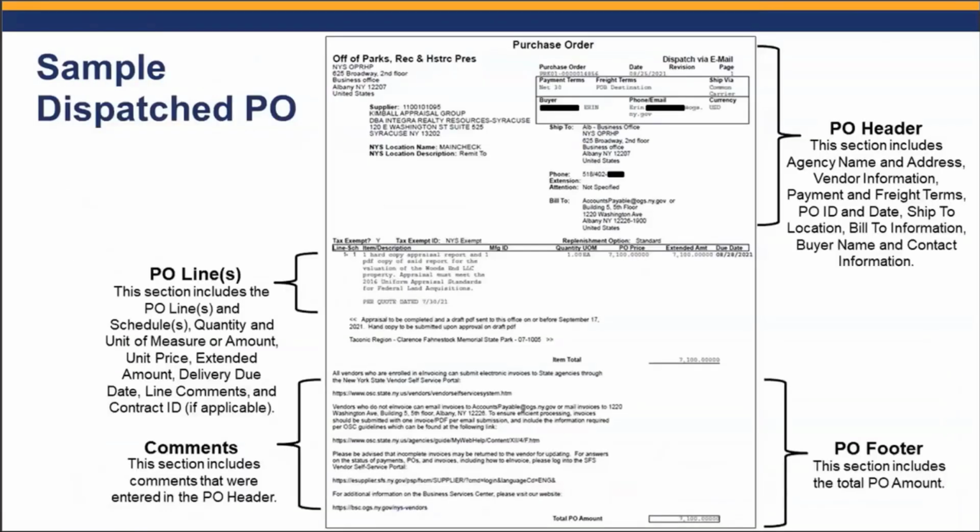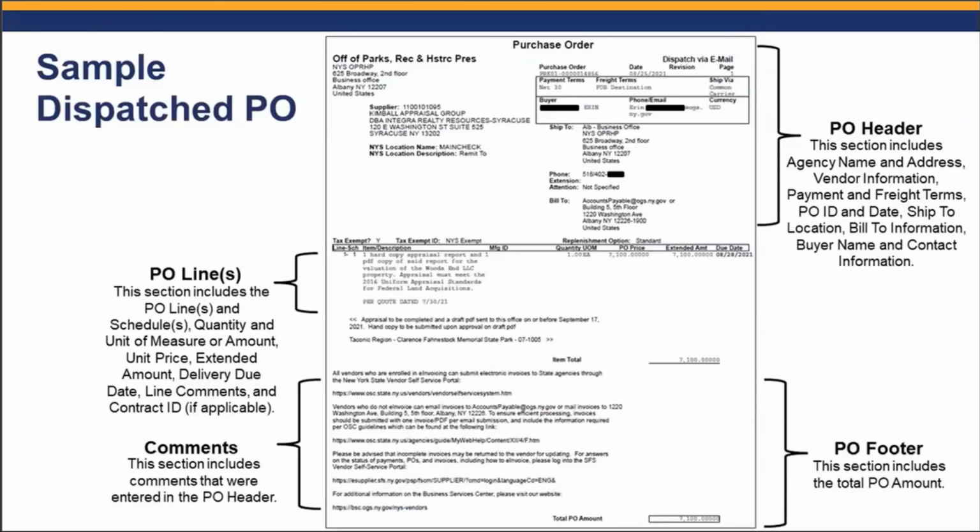So this slide includes a copy of what a dispatched purchase order looks like. And you'll see the different sections of the purchase order that we spoke about a little earlier. The top of the purchase order is where we see the PO header. That includes information like your agency name. We have our vendor information up there, our payment terms, the purchase order ID, the ship to location, the bill to location, and the buyer name and contact information.